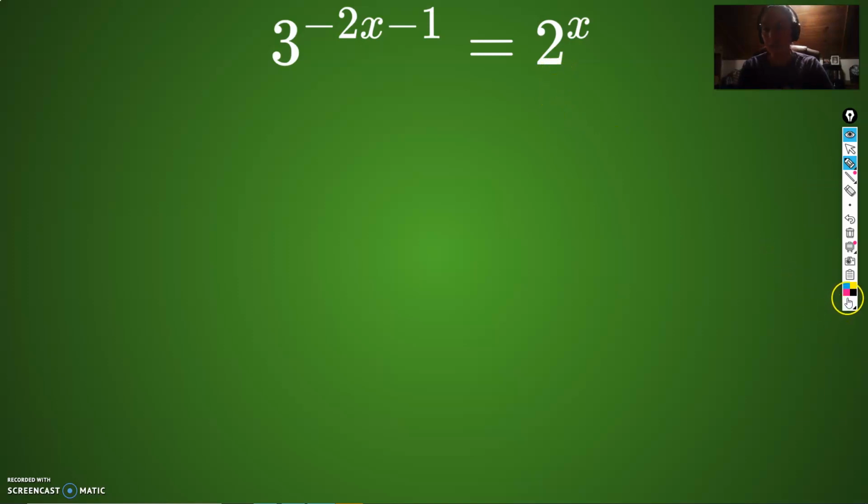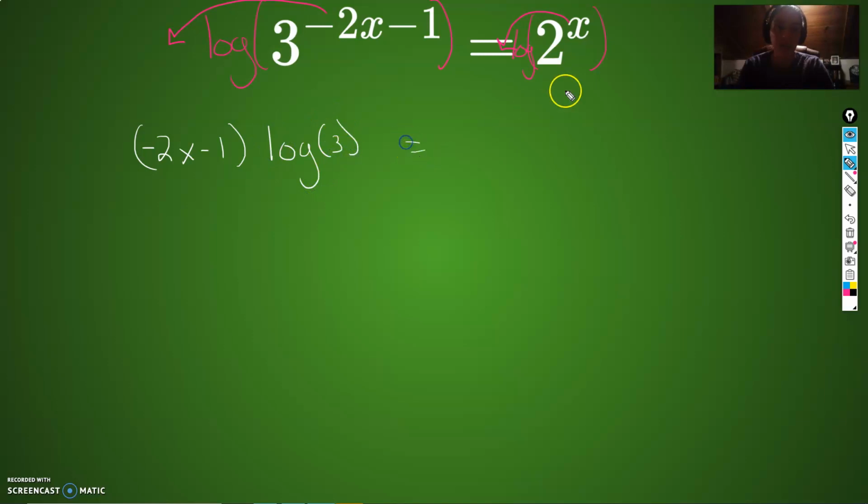So let's just start off by taking the log of both sides to get the exponent out of the exponential. Because of the rules of logs, that whole exponent gets to drop down in front now. So this will become negative 2x minus 1 times log of 3, and this will become x times log of 2. Power rule of logs: the power gets to drop down in front.